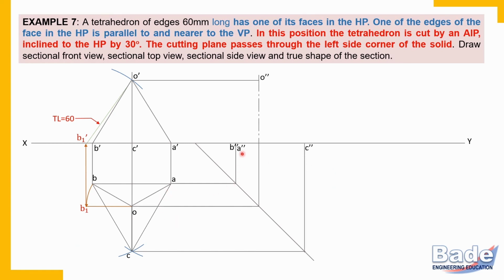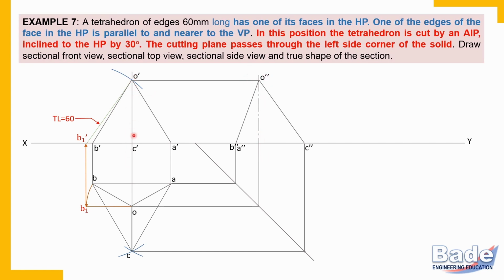So A double dash, B double dash. Now A double dash, B double dash, side view of points A and B coincide, and side view of point C. Join apex with all base corners. So these are the three edges, OC, OA and OB coinciding here. Here it is axis of the pyramid, that is this tetrahedron.